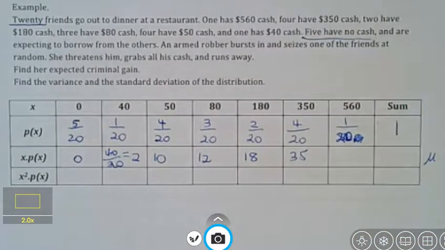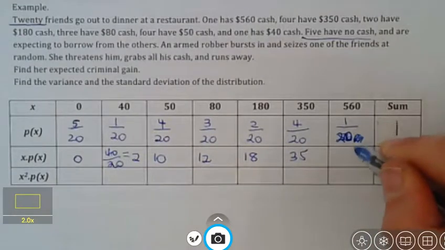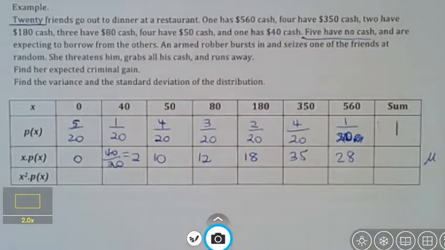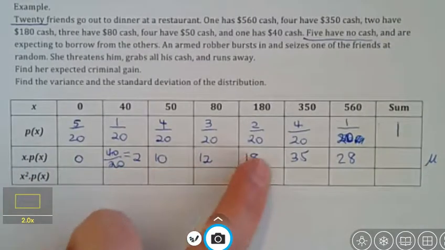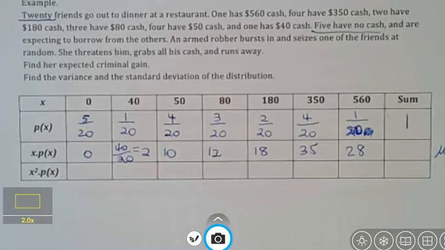Can someone just check my values? 56. 2 into 56, 28. Is that right? Is that what you got, girls? 2, 10, 12, 18, 35, and 28? Oh, well, maybe I'm making a mistake.